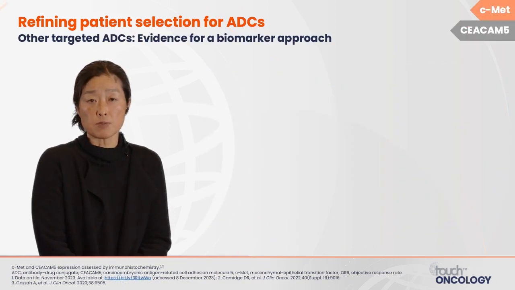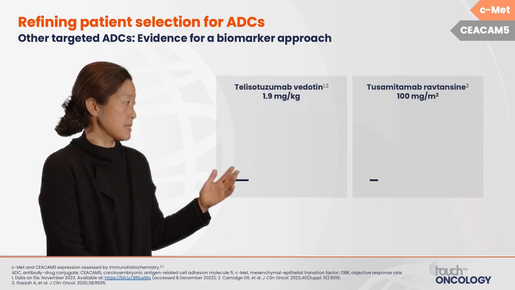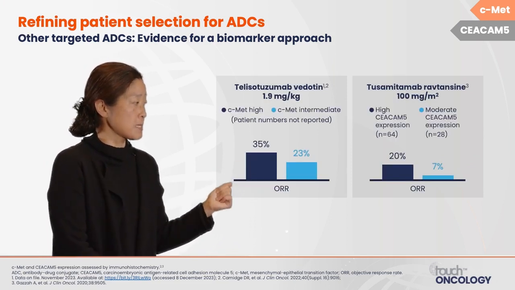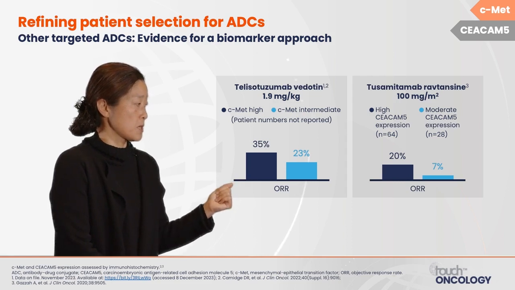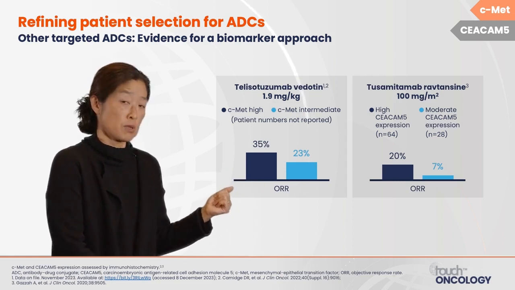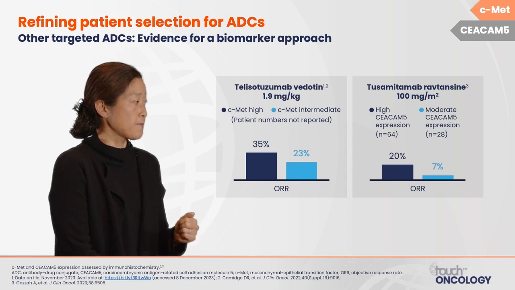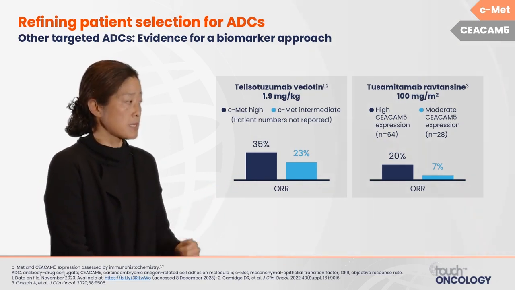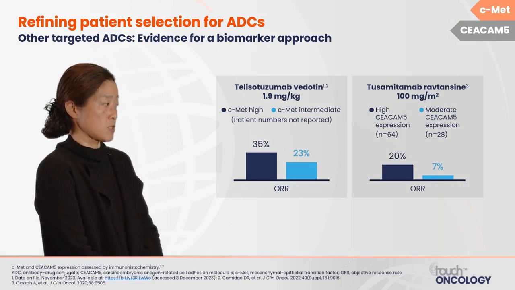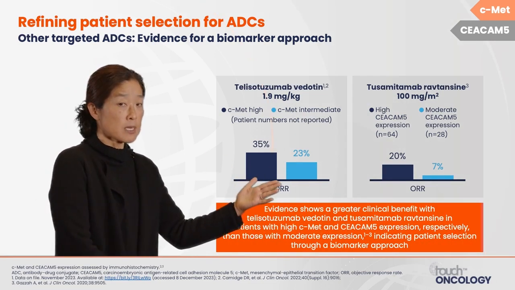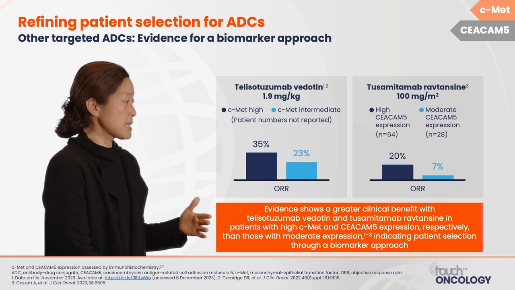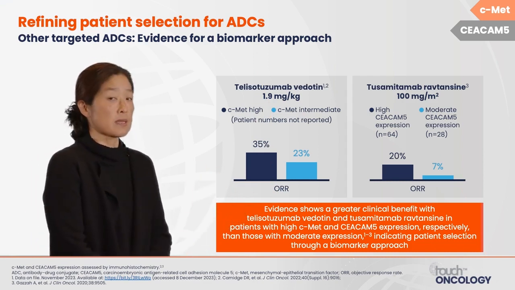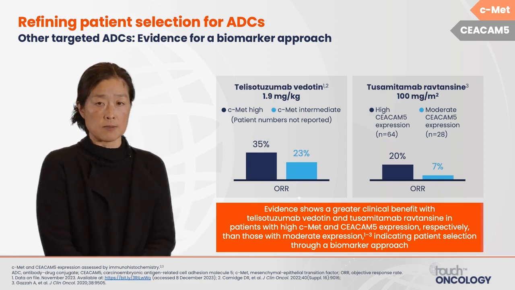Sometimes, though, overexpression does matter, and we see here examples with Teliso-V and tuzomitamab riftanzine. You see the high c-Met expression, 35% response rate, with the intermediate 23% response rate, and then with CEACAM5, high CEACAM5 expression, 20% response rate, moderate CEACAM5 expression, 7% response rate. And so antibody-drug conjugates such as this suggest that the level of overexpression of the target antigen may be important when we think about should we be selecting based on specific biomarkers.